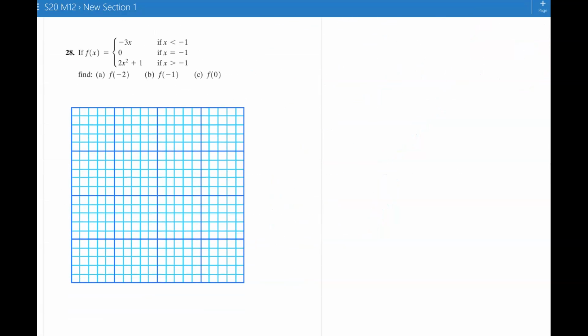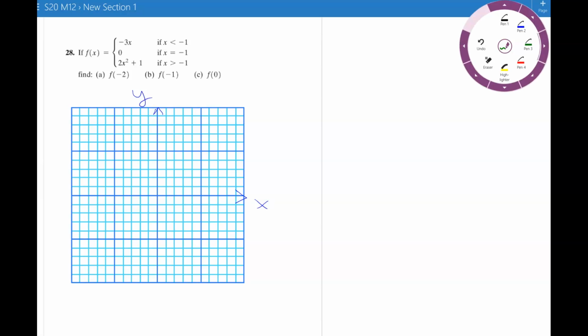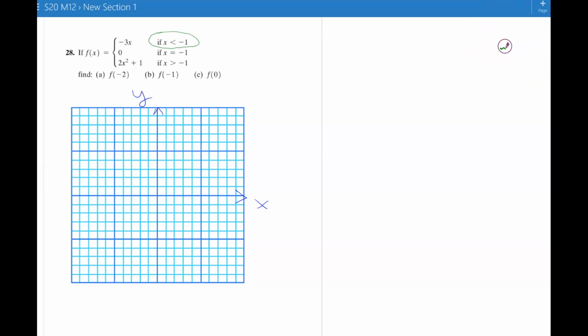Okay, so let's try graphing some of these. Here's a function that's defined in 3 different pieces. I'm going to start by labeling my axes, of course. And then I'm going to use green, so hopefully you can see that better. I look at the part about how x is being chopped up before I start. This says if x is smaller than negative 1. So here's x equal to negative 1. This is talking about x values that are smaller than negative 1. So I want to graph y equals negative 3x for x values that are smaller than negative 1.